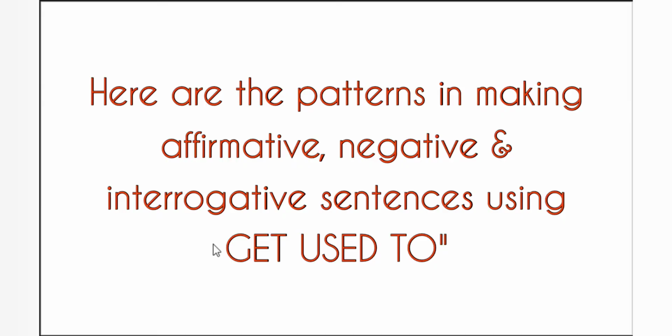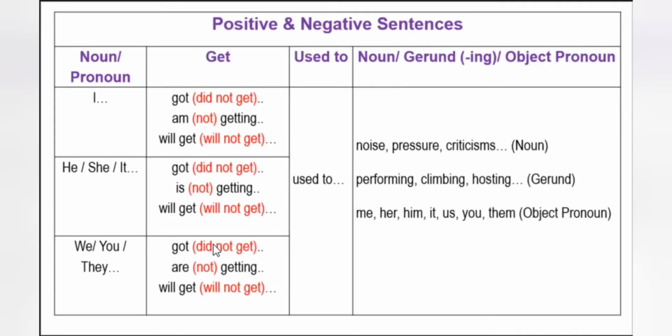Okay, how do we make sentences using the expression get used to? So here are the patterns. I just combined positive and negative sentences. Pinagsama ko na lang, no? Kasi itong mga not na to malilikot, no? As you can see here, you can put them all together like did not get, while here, you just put not in the middle. I'm not getting. So I cannot put them in a column. So hindi ko mapagsama sa isang column, no?